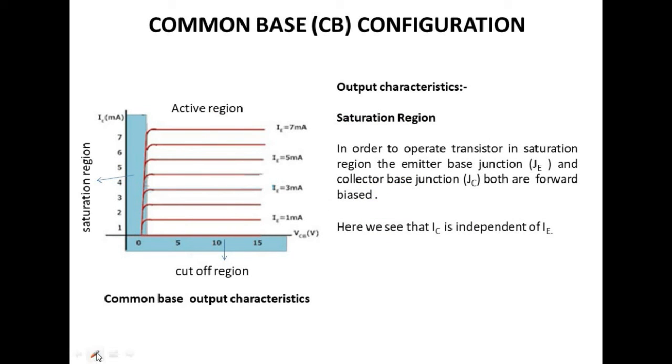Now come to the saturation region. In order to operate the transistor in the saturation region, the emitter base junction JE and the collector base junction JC both are forward biased. This is the saturation region. Here we see that IC is independent of IE. There is no effect of IE on the collector current IC.